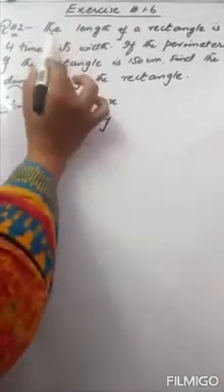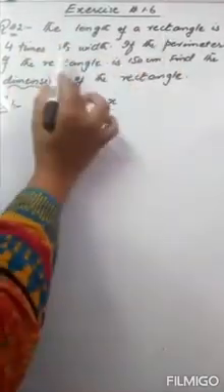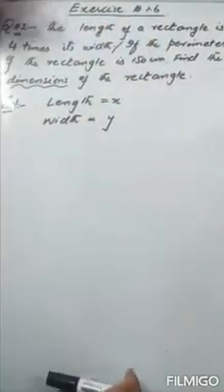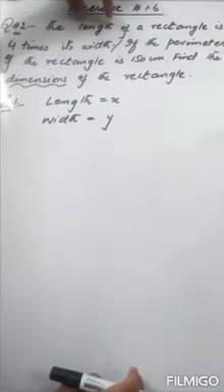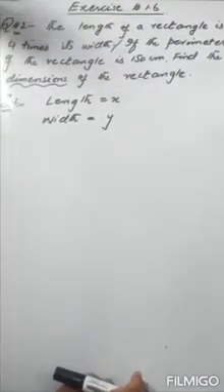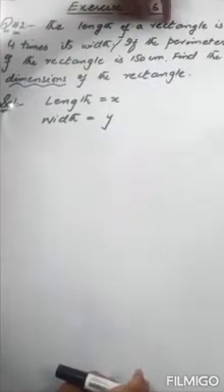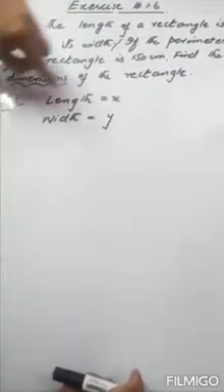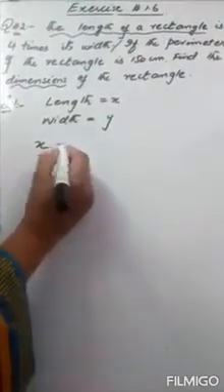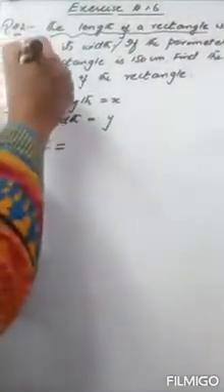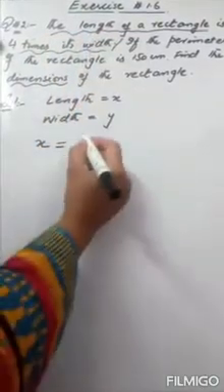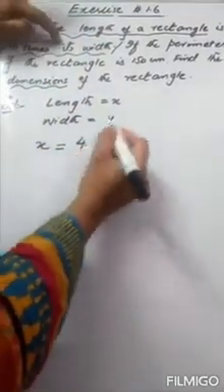What is the statement? The length of a rectangle is 4 times its width. Up to here, we will get the first equation. We just have to convert this statement into mathematical form. The length of a rectangle: what we have supposed, the length of the rectangle is x. So instead of the length of the rectangle, we will write just x. Now "is" means is equal to 4 times its width. What is width? y.